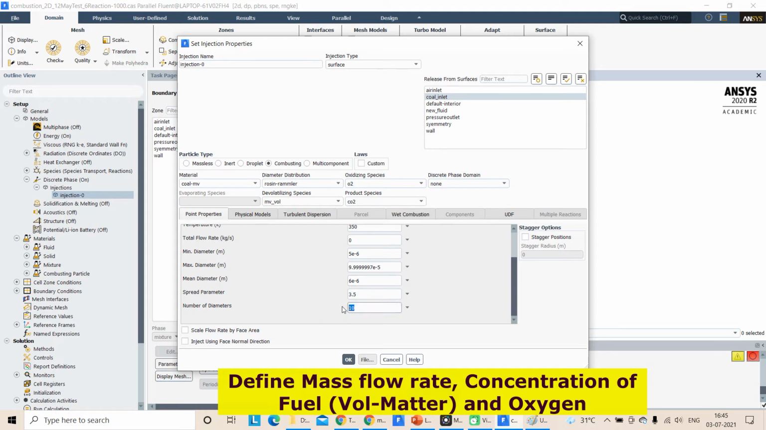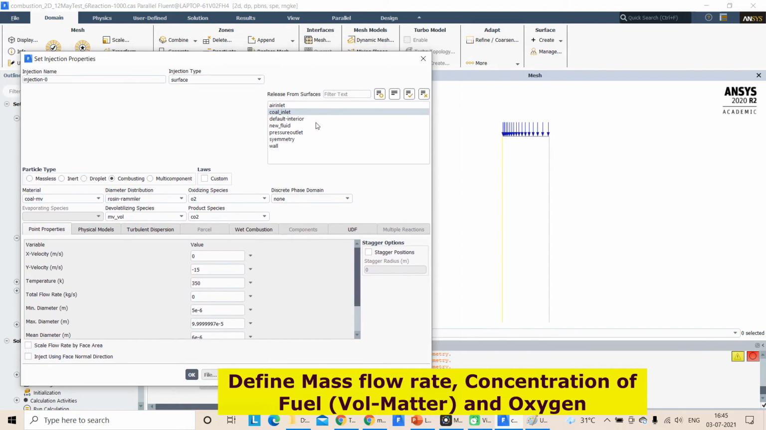Here I can select the diameter. I have to give the velocity, minus 15 meter per second. We can give the temperature 350 Kelvin. You can define the mass flow rate 0.2 kg per second.